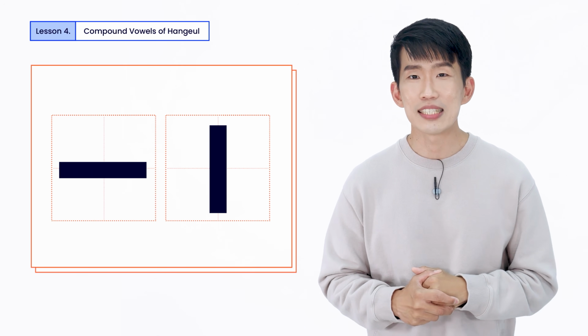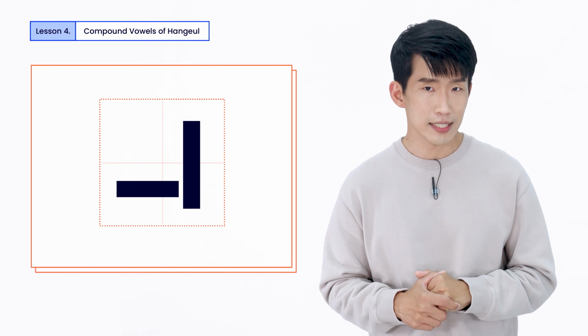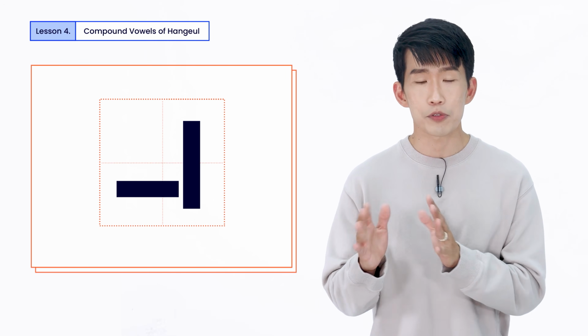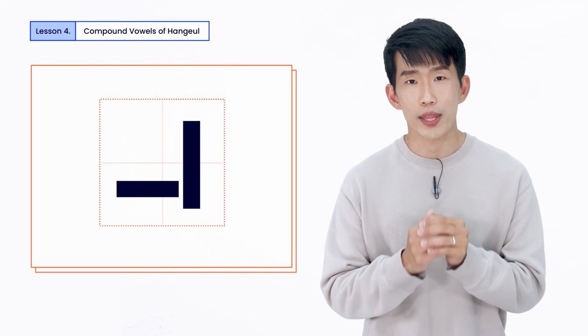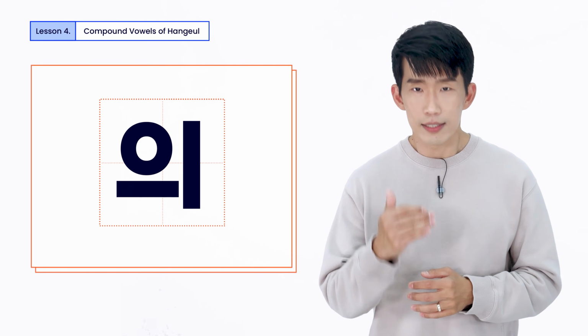And this one is 으 plus e. So it's 의, 의, 의. To sound more natural, try pronouncing 으 a little longer than the following e. 의, 의, 의. All right, that's it for this lesson. You did a great job.